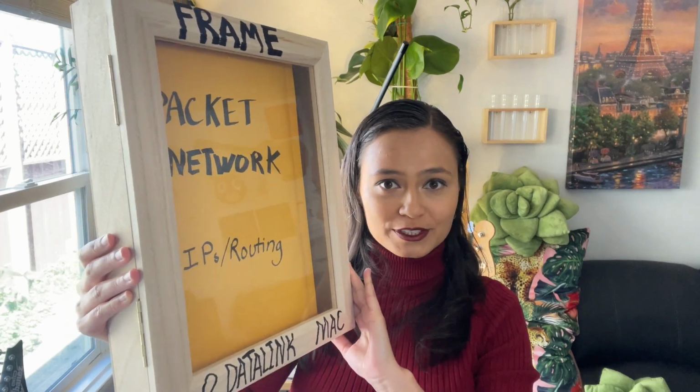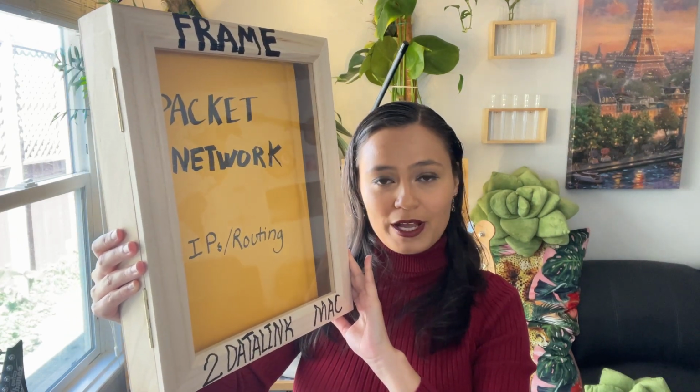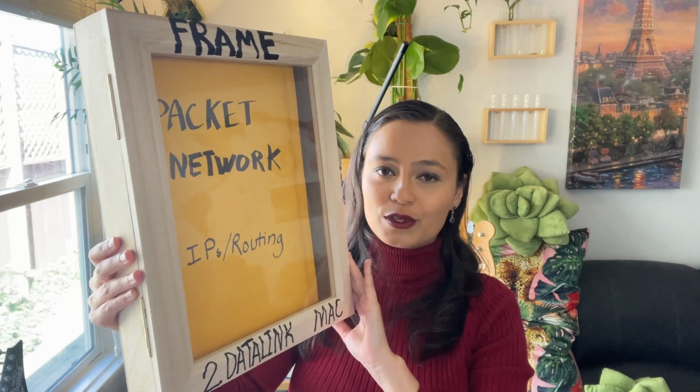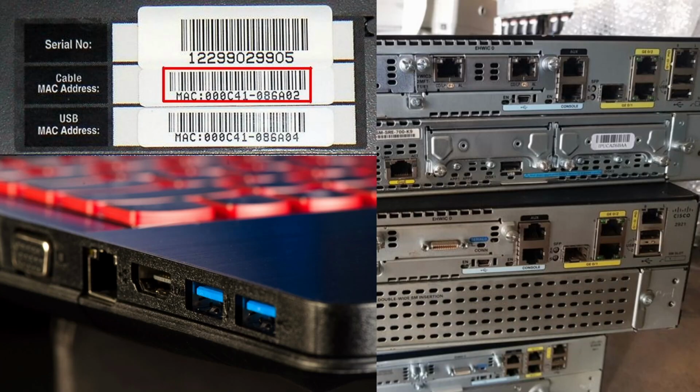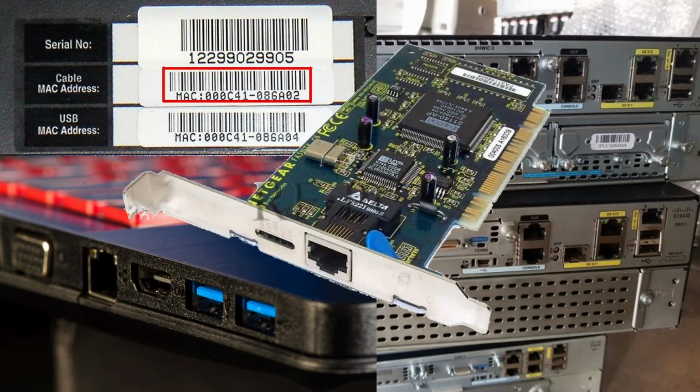Layer 2, data link. We have encapsulated our packet, which had all of the IP information or layer 3 addressing, into this frame, which will add the media access control addresses or layer 2 addresses. Every network interface has a port or ports, each with its own MAC address, making it a truly physical address.